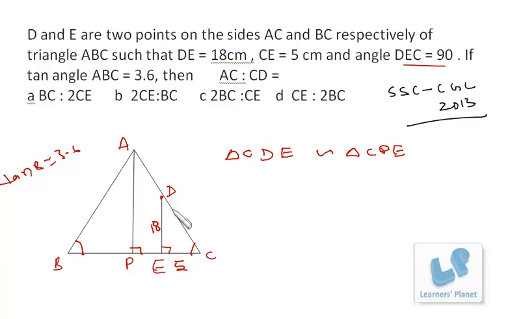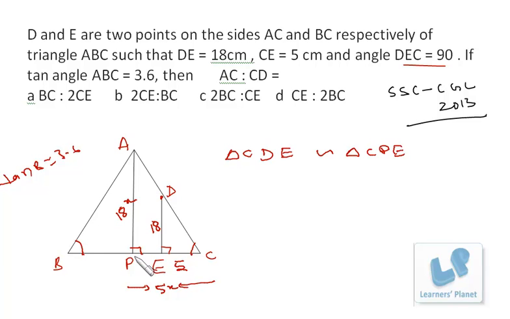Now the sides will be in ratio of both the triangles. So if this is 5, this will be 5x. If this is 18, this will be 18x. Okay. And we have to find out the answer in terms of BC and CE, right?